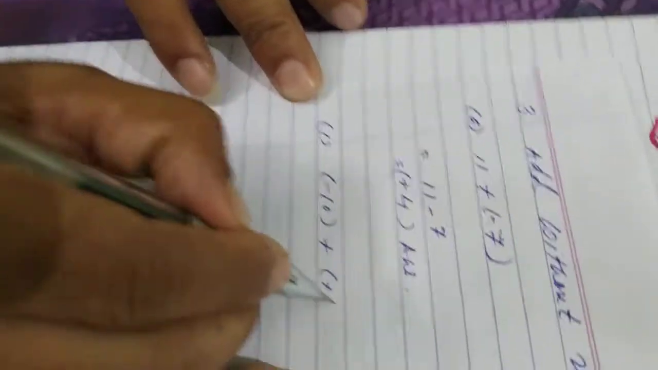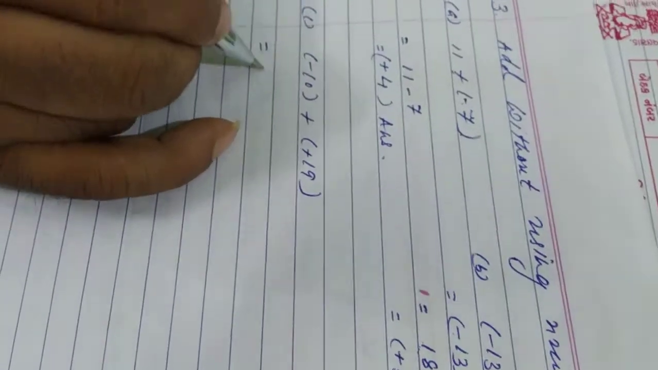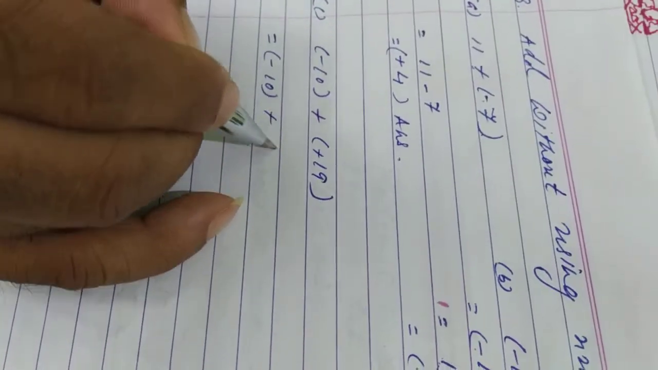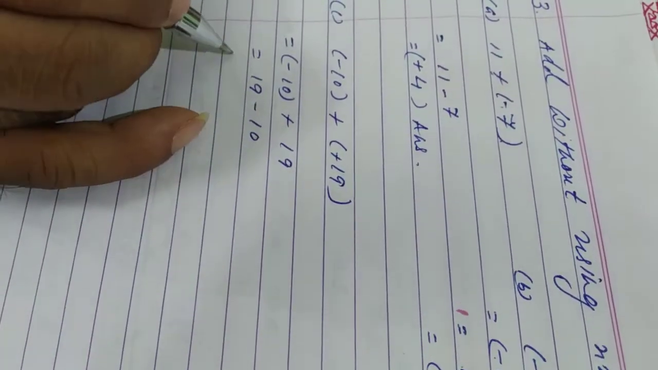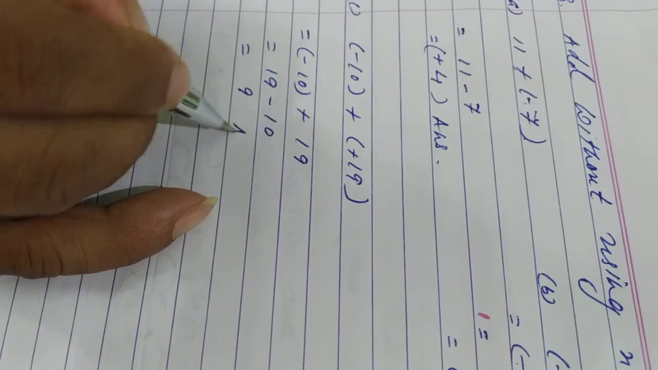Now, see. Minus 10 plus 19. It's similar to the B. Is equal to minus 10 plus 19. Is equal to 19 minus 10. So, what comes? 9.